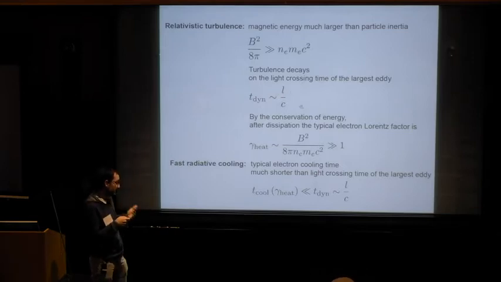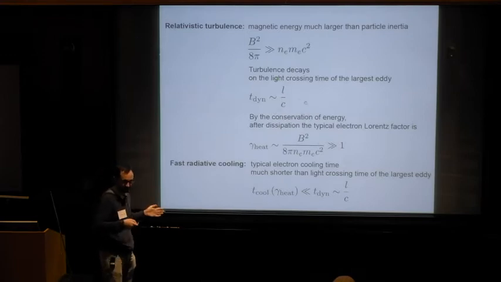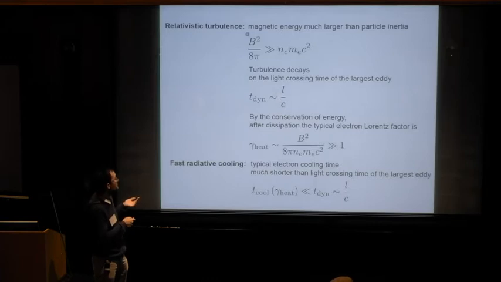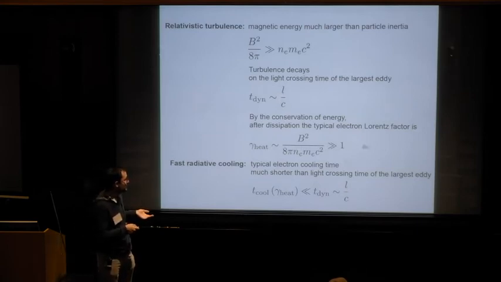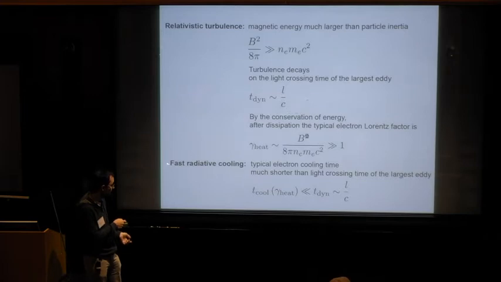Then, since the motion is relativistic, turbulence is decaying typically on the light crossing time over the largest eddy. Third thing, since the magnetic energy density is so large, simply by the conservation of energy after the magnetic field has decayed, the typical electron Lorentz factor is much larger than unity. So this is the magnetization parameter that Luca was describing in the previous talk. So this is the regime that I'm interested in.